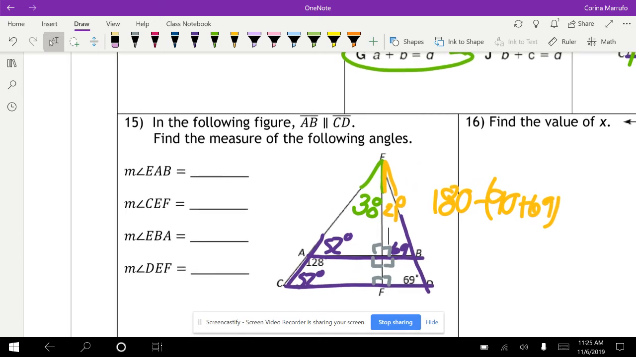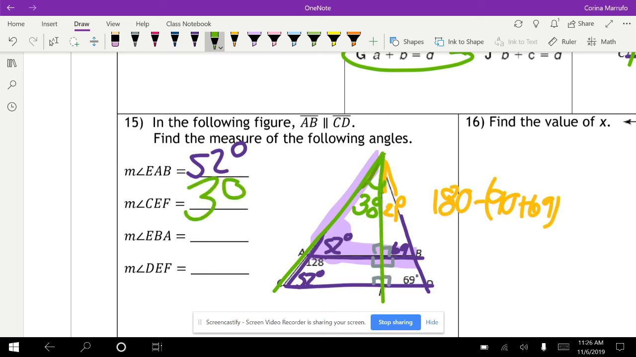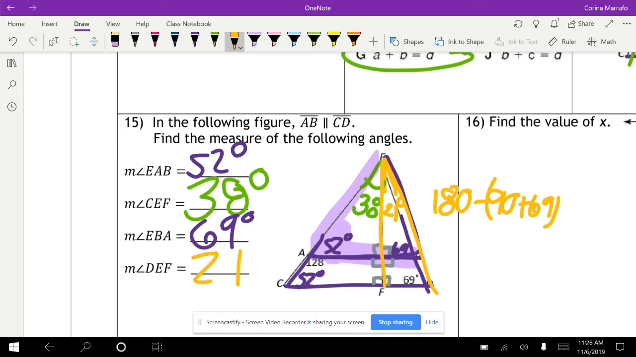So now we're ready to answer the questions. The first one is asking for EAB. So EAB is talking about this angle right here, which is a 52. And then the next one is CEF. So from C to E to F is talking about this angle in here, which is a 38. Then the next one is EBA. I cannot see anything with these lines in the way. Okay, EBA is talking about this angle right here, which we said was 69. And then last is DEF. So DEF is talking about this angle that I have here in yellow, which is 21 degrees.